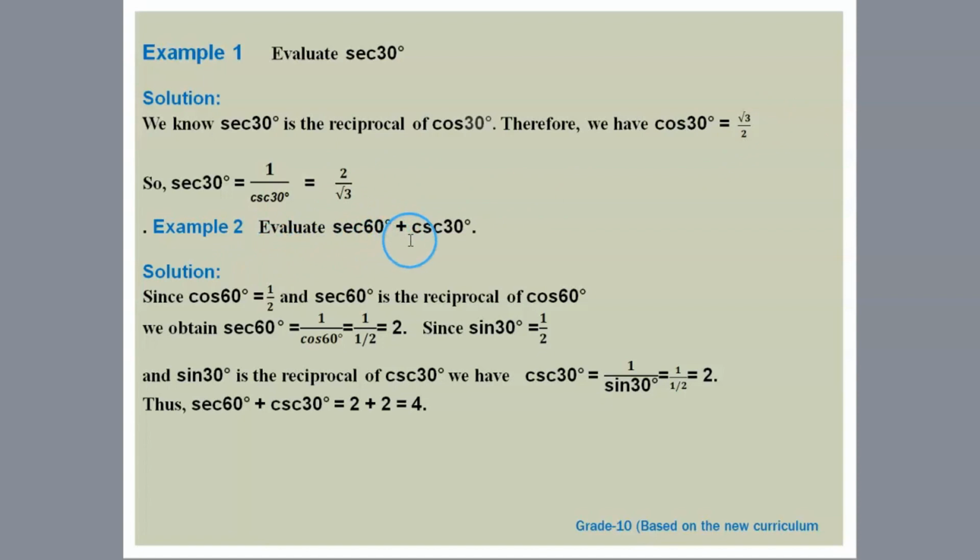Another example: evaluate cos 60 degree plus cosec 30 degree. So the solution: we know that cos 60 degree is 1 over 2, and sec 60 degree is the reciprocal of cos 60.